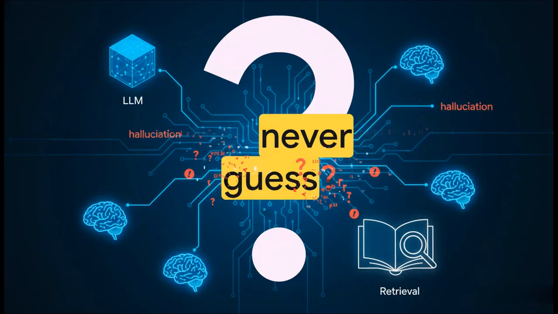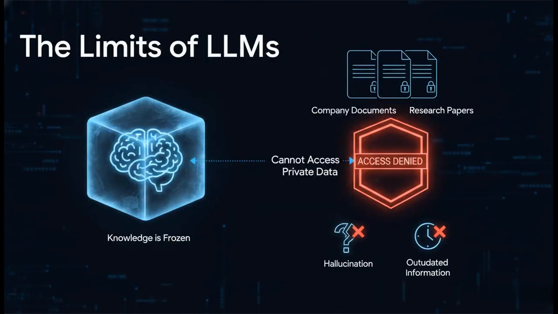So let's start with a problem that I'm sure you've bumped into. Large language models, or LLMs, are absolutely incredible, but they have a tendency to just make stuff up. They can generate answers that sound totally plausible, but are actually, well, wrong. It's this thing we call hallucination. Now, why does this happen?